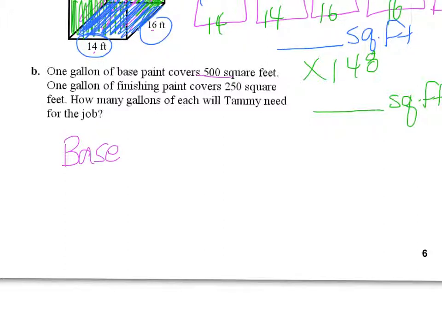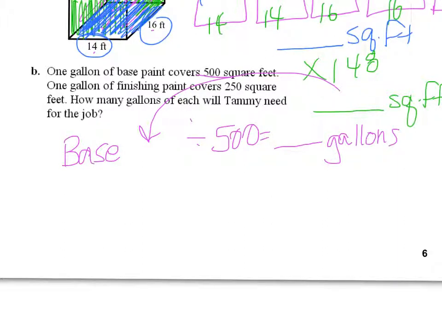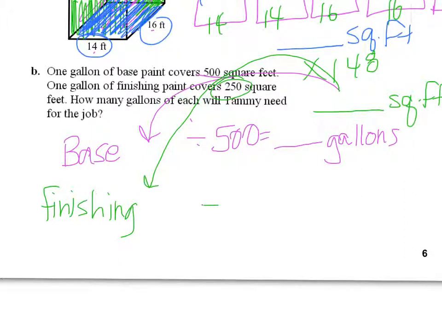So if I take the total number of square footage from there and divide it into groups of 500, that tells me how many gallons I will need of paint. And you'll have to round that up if it comes out as a decimal, because you can't buy half a can of paint. The next kind of paint that we need is called finishing paint. And again, you'll take the square footage, but this time the finishing paint only covers 250 square feet. So you'll divide that by 250. That will tell you how much finishing paint you will need.